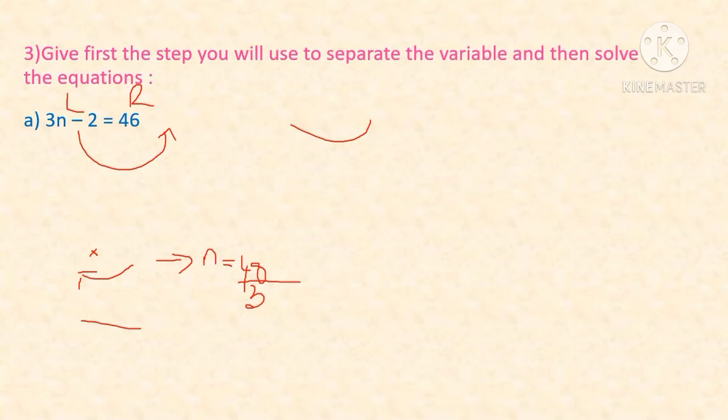So what do you want to do? You want to bring all the constant terms to one side, which makes the calculation easy. This is the left hand side and this is the right hand side. So 3n equal to 46. Bring this minus 2 to the right hand side. When you bring the minus 2 from the left hand side to the right hand side, it becomes plus 2.